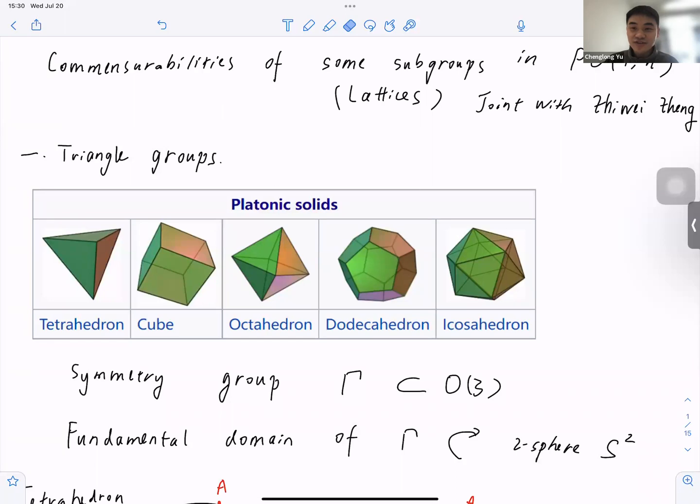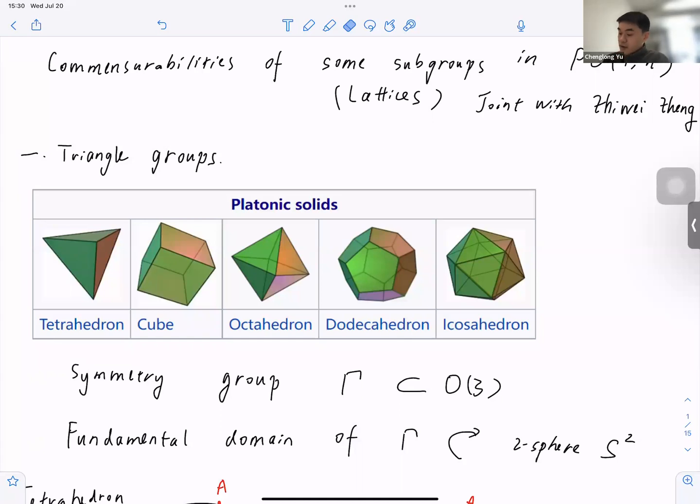Thanks for the invitation. So today's topic is about commensurabilities of some subgroups in PU(1,n), and the most interesting ones are lattices. This is joint work with Zhiwei Zheng. He is in BIMSA right now, and he will be in Tsinghua in the fall.